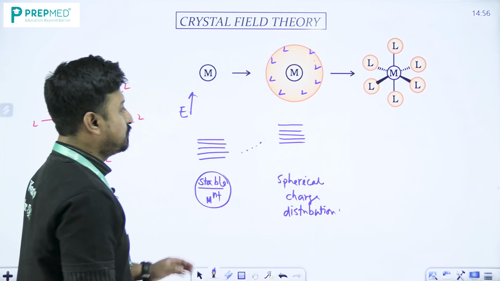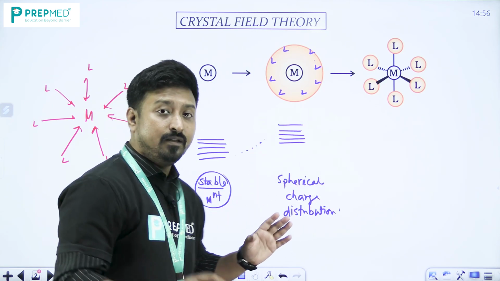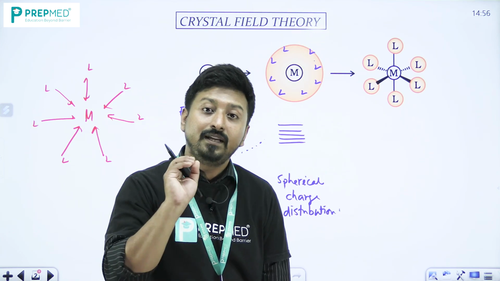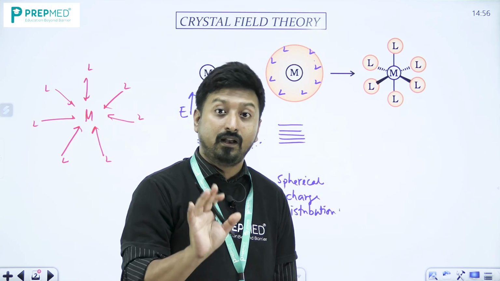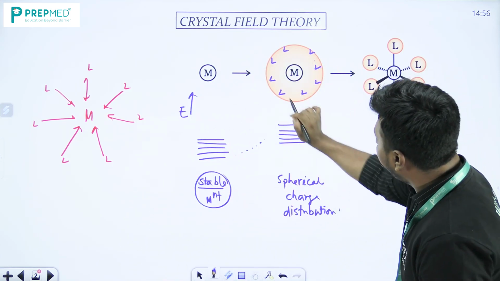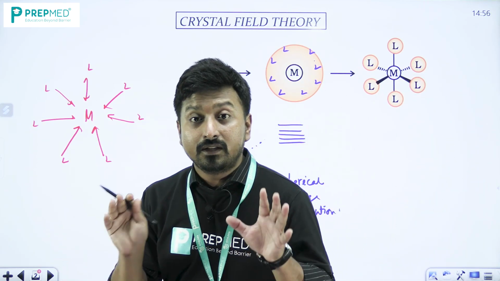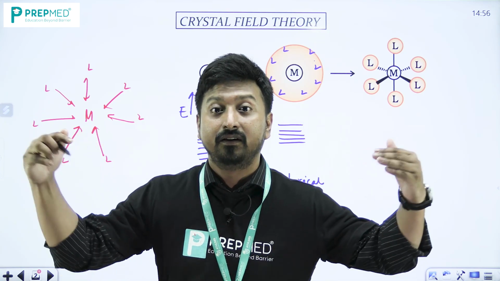Spherical charge distribution. Now in this case, once this spherical charge distribution happens, the metal realizes, look beta, the ligand has arrived now. Now the ligand has to see how it will interact with the metal. How can it do that? Now see one thing here: the safest way to approach the metal is that the ligand should approach via the axis.